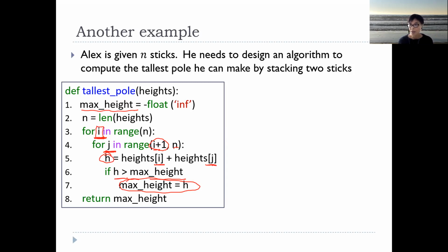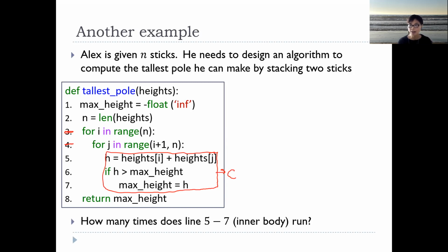Well, as we said, when you're given a nested loop, we always go inside out, okay? So you have two for loops at lines 3 and 4. We look at the inner loop first. Each time you are in one iteration of the inner loop, you execute lines 5 to 7. That's easy. That only takes constant time, okay? The question is how many times does this inner body have to run? So this one is a little bit trickier than the previous one.